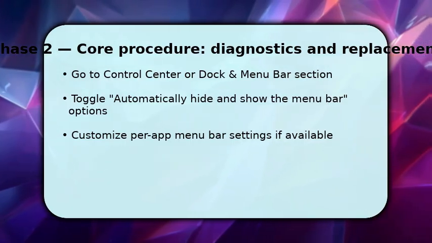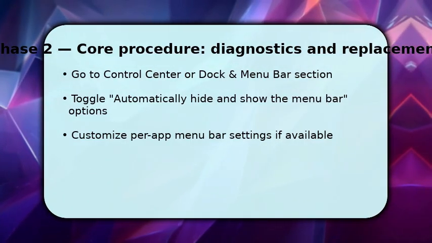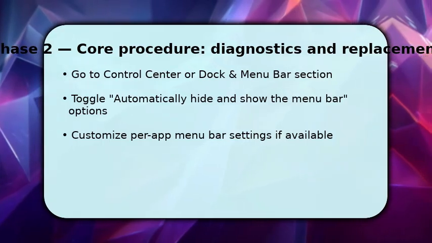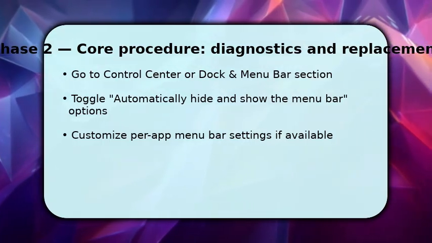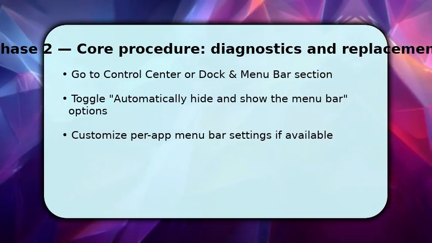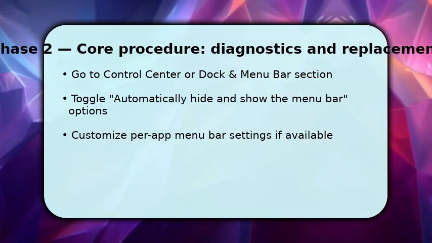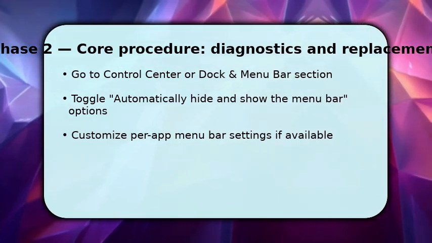You'll toggle Automatically Hide and show the menu bar on for desktop, and if offered, on the lock screen or in full screen. Make sure to check per app entries below. Some apps can force the bar visible, so disable those if you want consistent hiding.